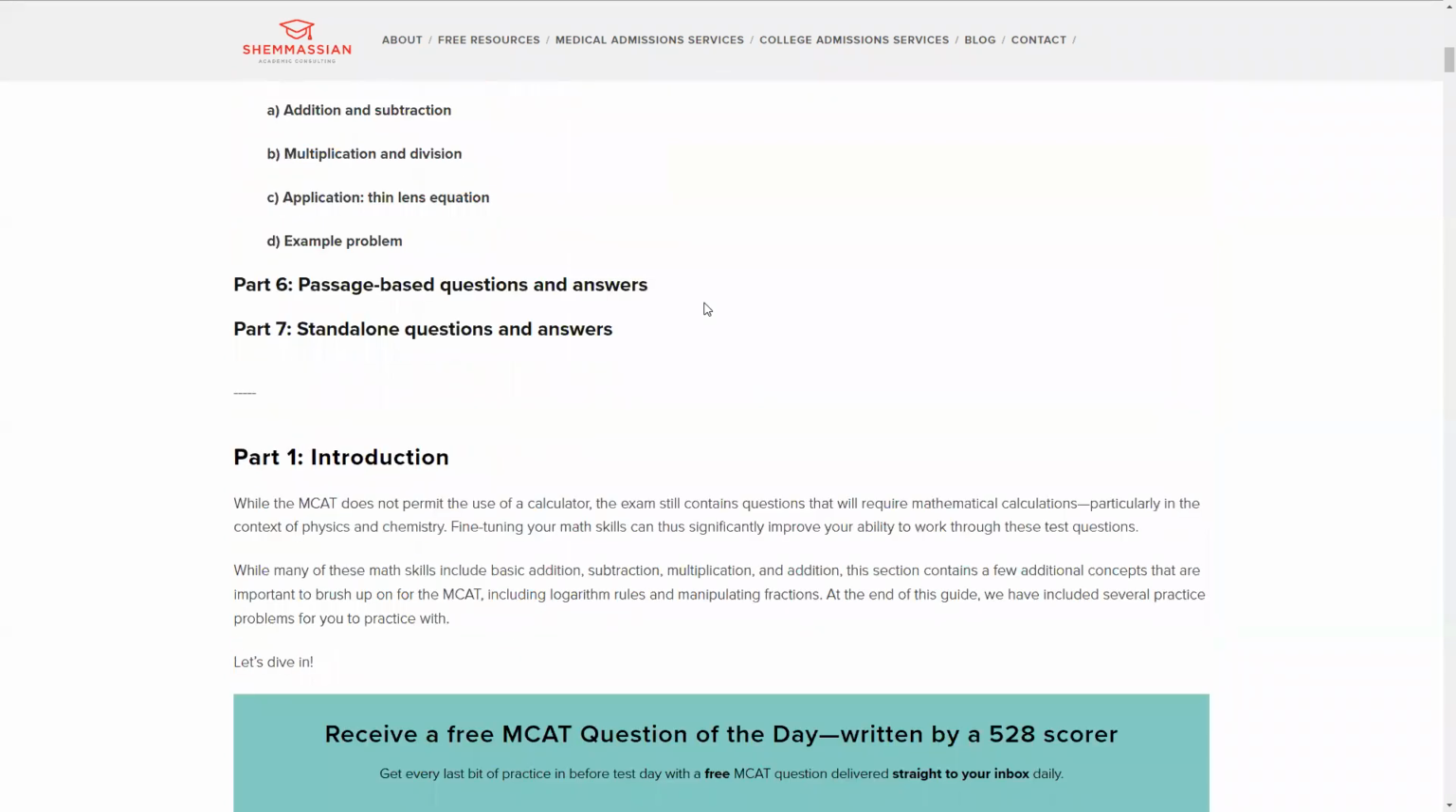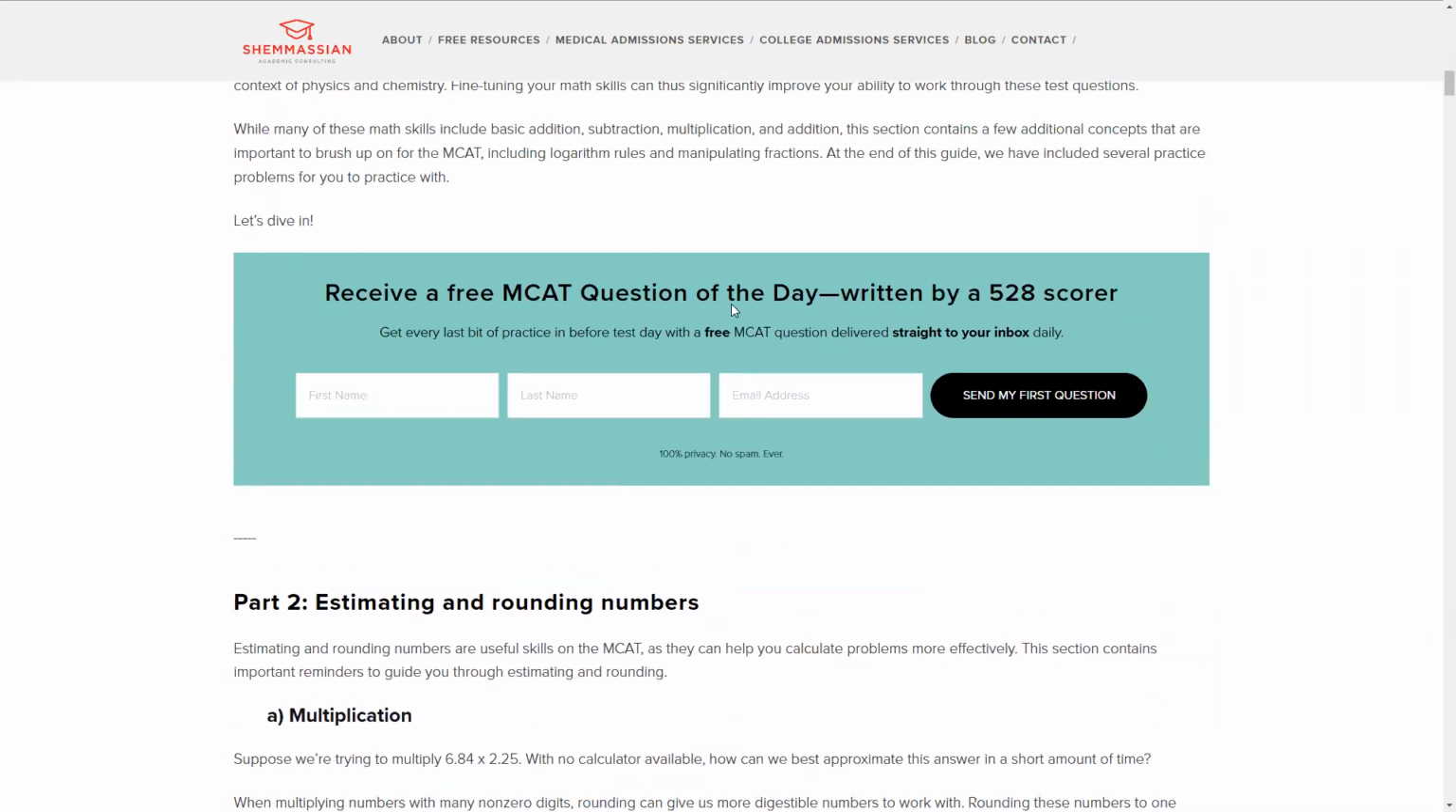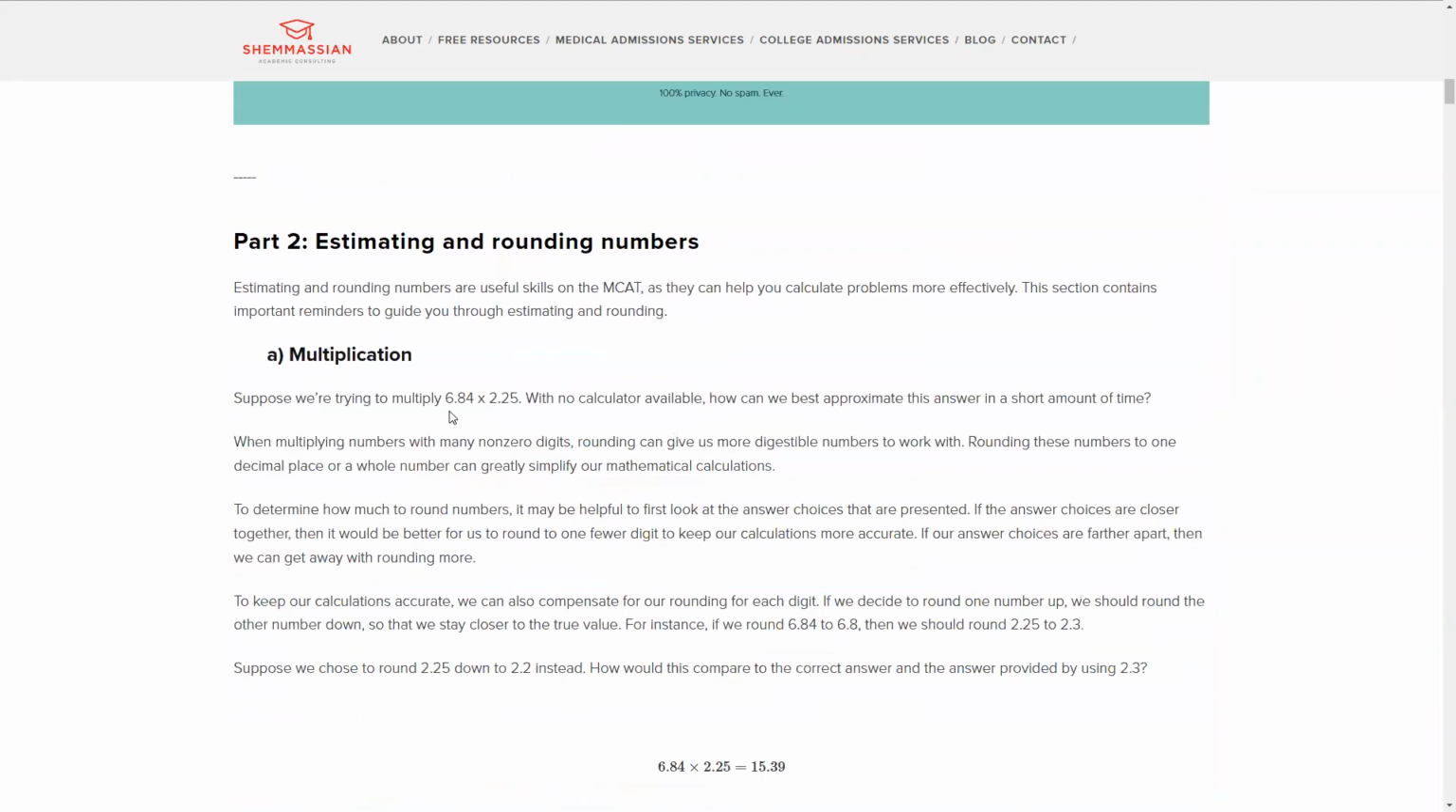So the first thing is, let's say that you have to multiply 6.84 times 2.25, right? And if this was a regular class, you would just punch that into your calculator. But we don't have a calculator. So how do we deal with numbers like this? Because you will still get numbers like this, and you have to be able to deal with it, even though you don't have a calculator.